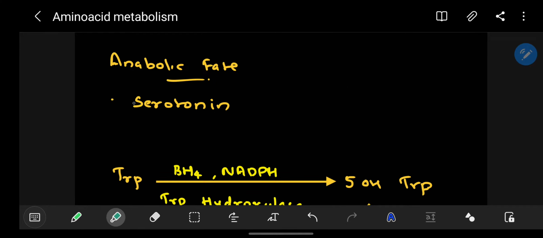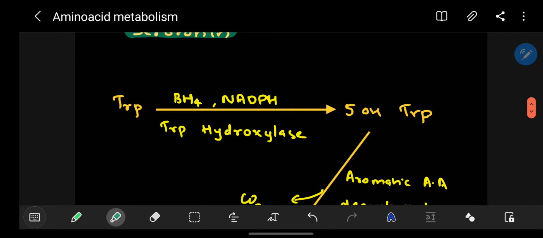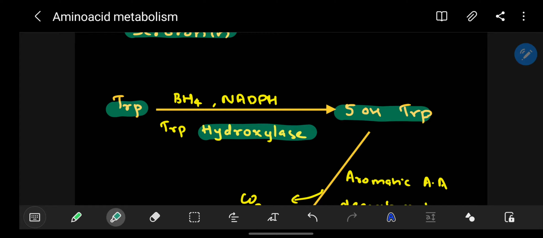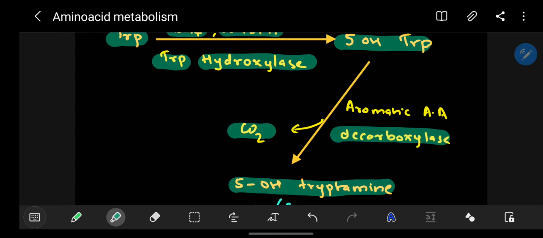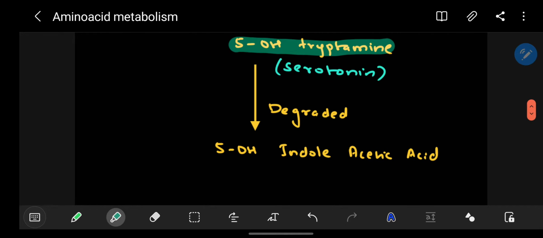The anabolic phase is the synthesis of serotonin. This tryptophan will be converted into 5-hydroxytryptophan. So it is a hydroxylase, tryptophan hydroxylase. NADPH is required and tetrahydrobiopterin BH4 is also required. This 5-hydroxytryptophan will be converted into 5-hydroxytryptamine. That means a carbon dioxide is released. So it is a decarboxylase, that is aromatic amino acid decarboxylase. So this 5-hydroxytryptamine is the actual serotonin.